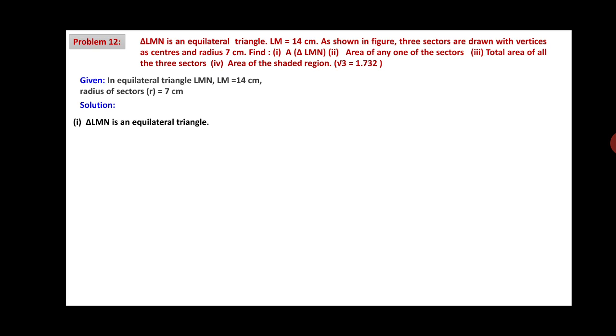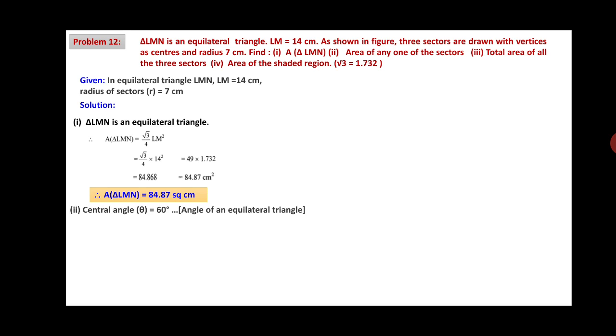In equilateral triangle LMN, LM is 14 centimeter, so radius of the sector R is equal to 7 centimeter. Triangle LMN is an equilateral triangle, therefore area of triangle LMN is equal to root 3 upon 4 into LM square, which will be root 3 upon 4 into 14 square. So 49 into 1.732, that will be 84.868. That is approximately 84.87 centimeter square. Area of triangle LMN is equal to 84.87 square centimeter.